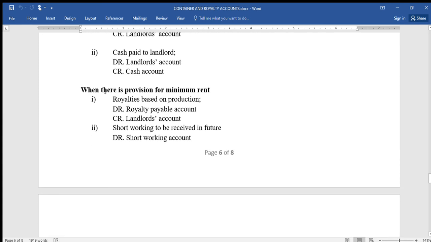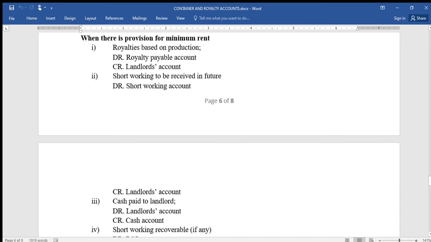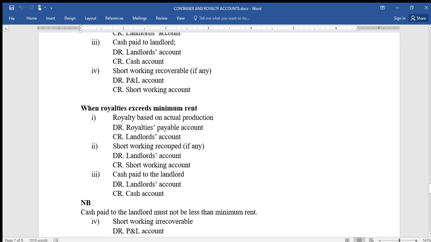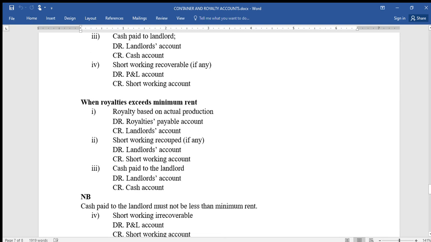Then when there is provision for minimum rent, for royalty based on production, we debit the royalty payables account and we credit the landlord's account. Then short workings to be recovered in future, we debit the short workings account because short workings is an expense, and we credit the landlord's account. Then for cash that is paid to the landlord, we debit the landlord's account and we credit the cash account.